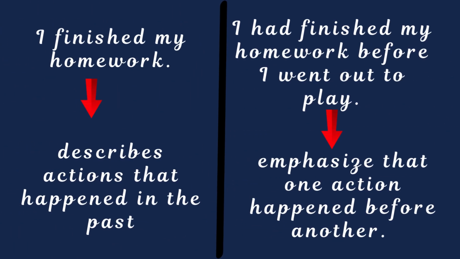Let's compare the past perfect with the simple past. The simple past describes actions that happened in the past, like I finished my homework. The past perfect is used when you want to emphasize that one action happened before another. For example, I had finished my homework before I went out to play. The past perfect shows the sequence clearly.